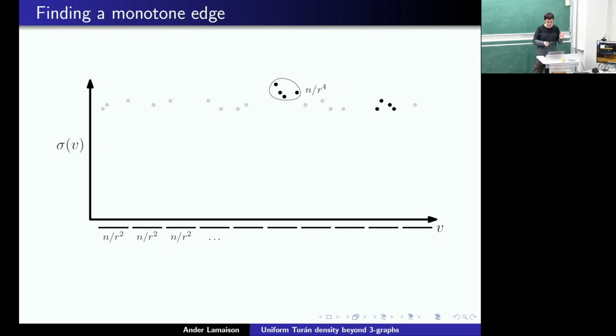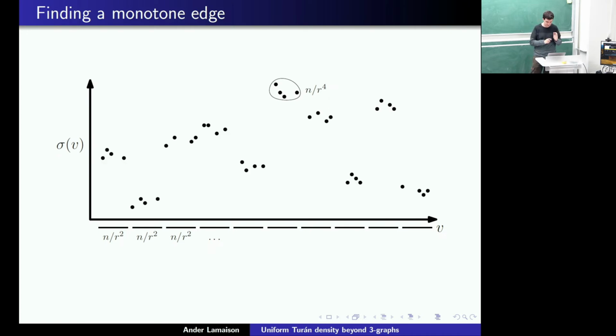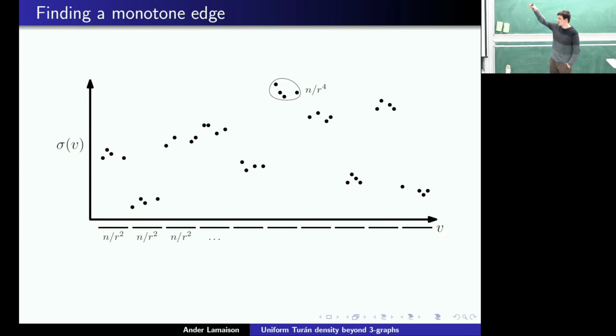And then we repeat again. The first time that we see n divided by r to the 4 vertices from the same block, we fix those and drop the rest. And by the same argument as before, we know that at the end of the procedure, from each block, we have selected n divided by r to the 4 vertices. And it has the property that if you take the convex hull of each of them, their projections on the x-axis are disjoint, and the projections on the y-axis are also disjoint.